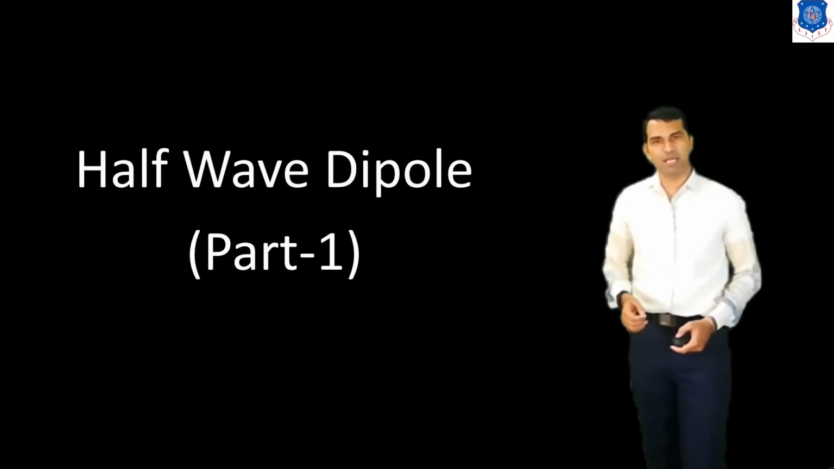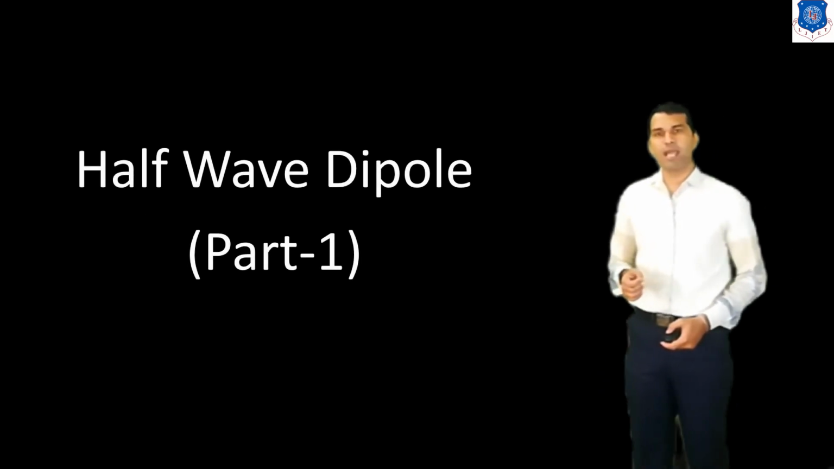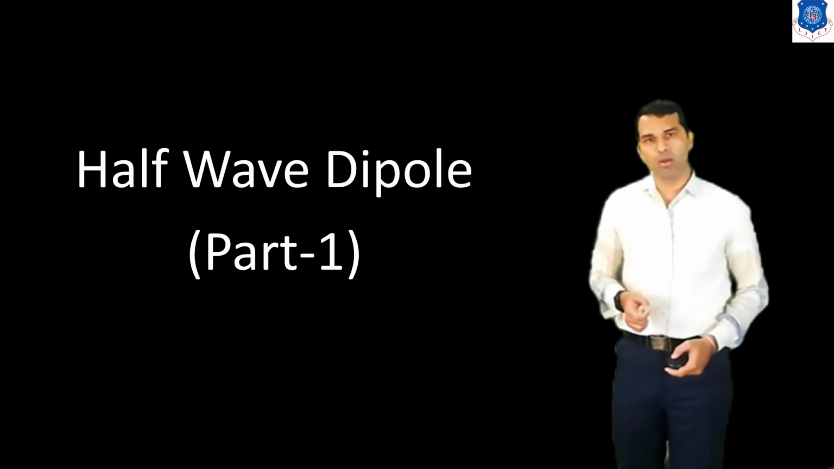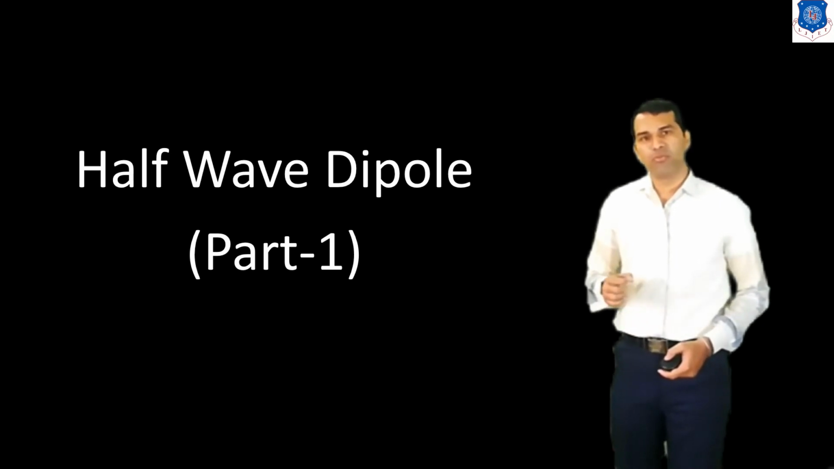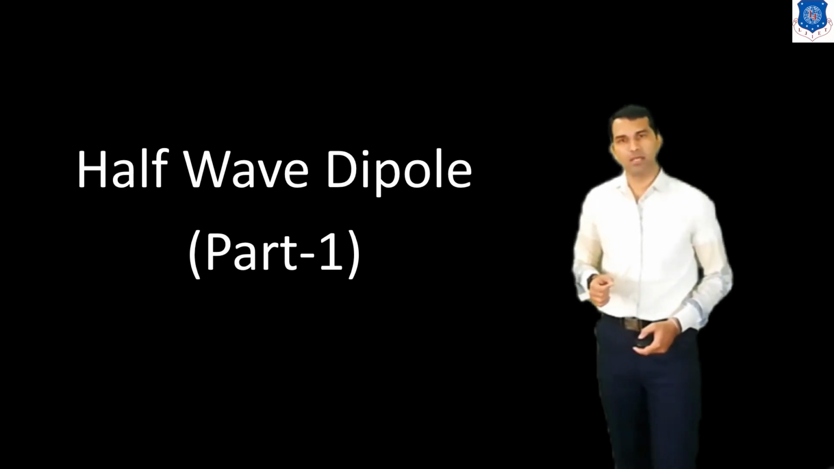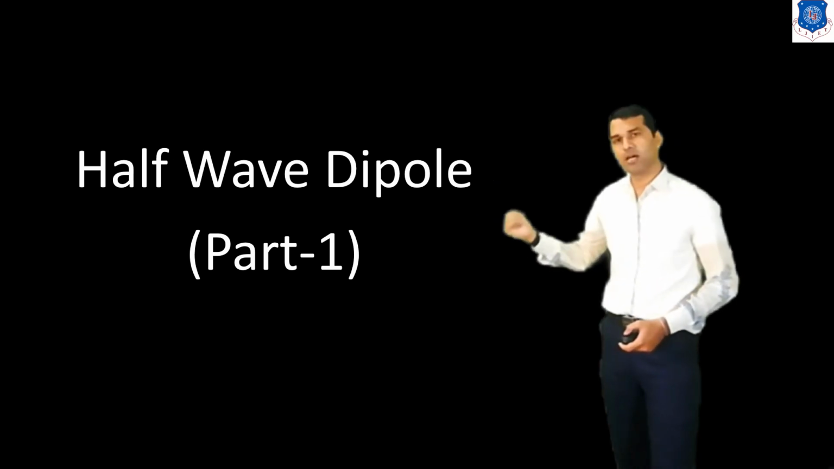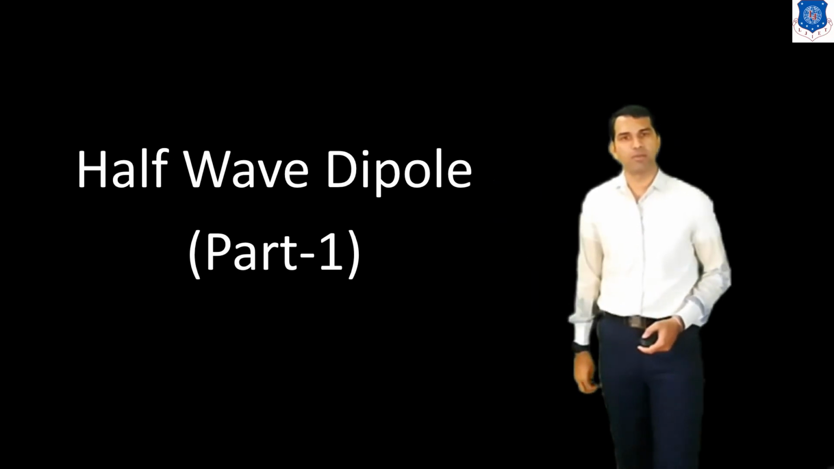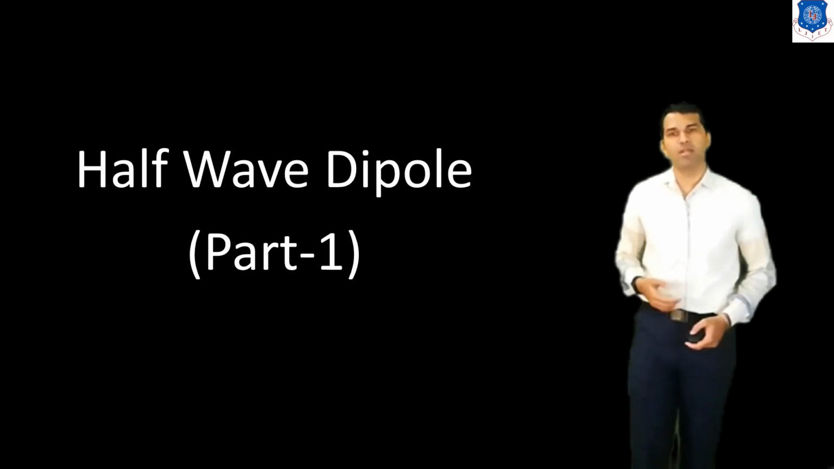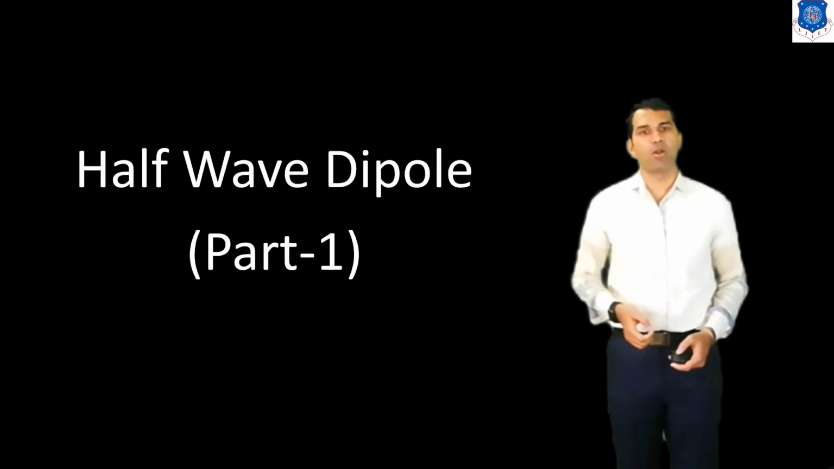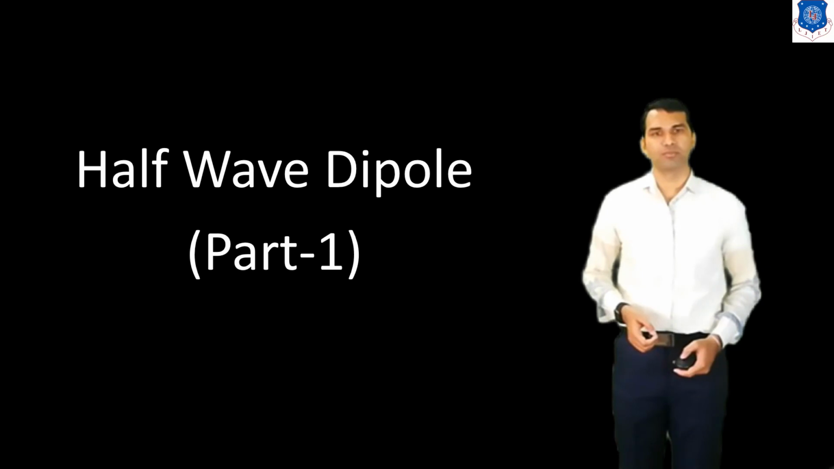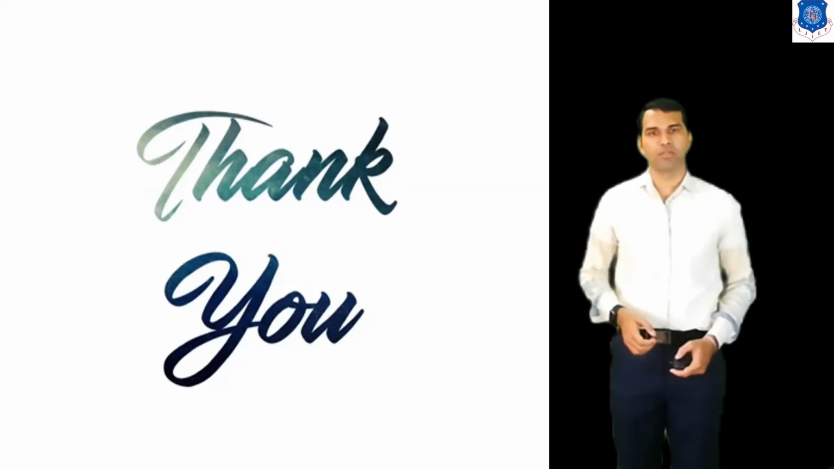So in this lecture we start the analysis of the half wave dipole, and we find the magnetic vector potential Az. So here this is the half wave dipole part 1. Now in the next lecture we will discuss this half wave dipole part 2. Thank you.